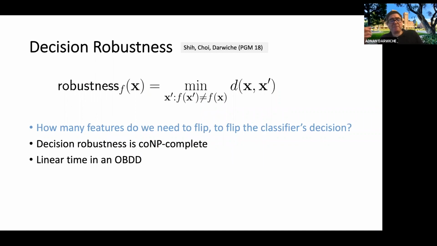So what does this mean? I'm going to talk about whether the decision is robust. You have an instance, this is the instance, and this is the classifier. And what is the robustness? I'm going to measure how many features you have to flip to change the decision. That's generally difficult on a Boolean function, but if it's represented as a tractable circuit, that could be easy. For example, you can do this in linear time if your classifier is compiled to an OBDD. And you can use this as a measure of robustness.